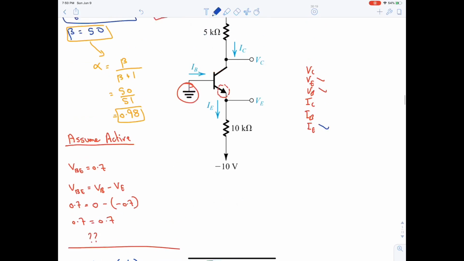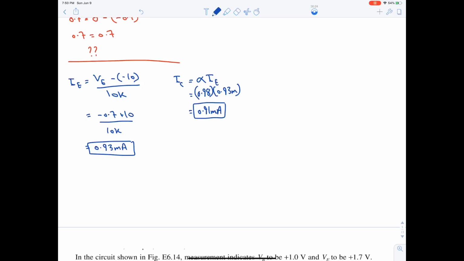Okay. After finding IC, the only current left is IB. So we can either use the KCL, which is IE equal to IC plus IB, or IC equal to beta IB. Anyhow, so IB is equal to IE minus IC. IE is 0.93 milli, minus 0.91 milli. This will give us 20 microampere. Okay.